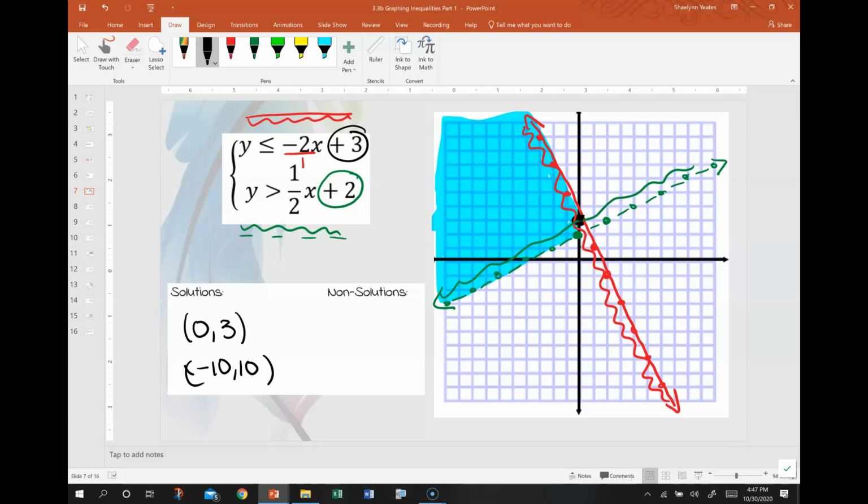And then let's just go with negative 10, 0. That's this point right here. And this point right here. Those are all the points that work.